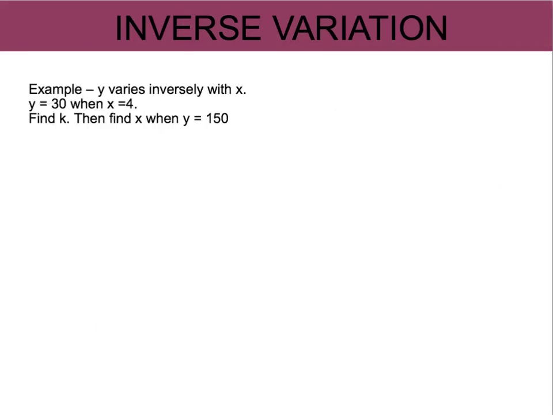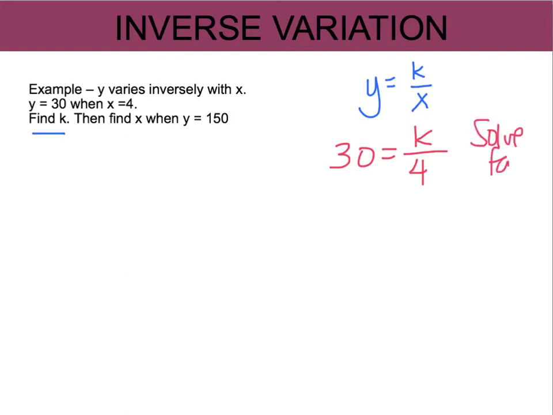Let's use that equation that we just learned, y equals k over x, and let's answer this problem here. y varies inversely with x. If y is 30 when x is 4, they wanted us to find k. So that's the first thing we're going to do. I'm going to take this formula, y equals k over x, and put in 30 for y, k stays k, and put in a 4 for x. Solve for k.